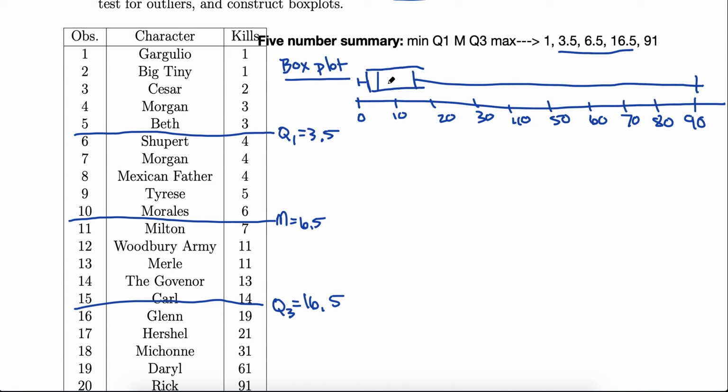So now we need to officially test and see if we have any outliers in the data. So let's go through our outlier test for this.